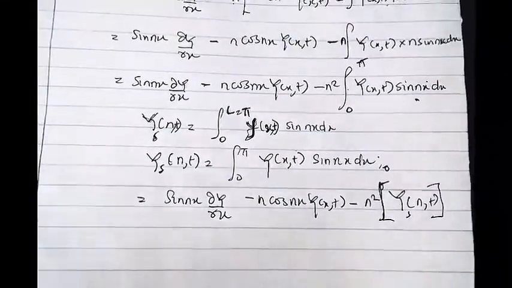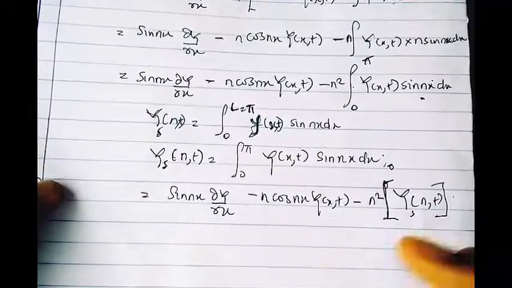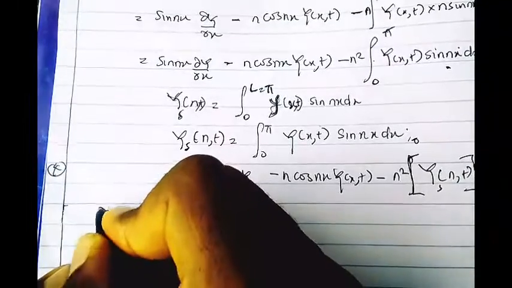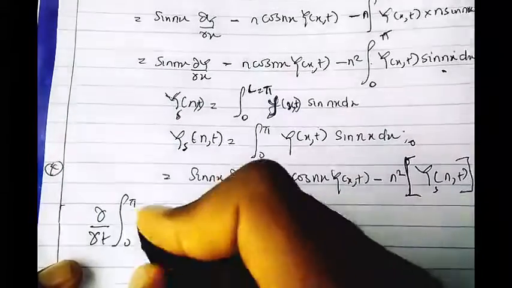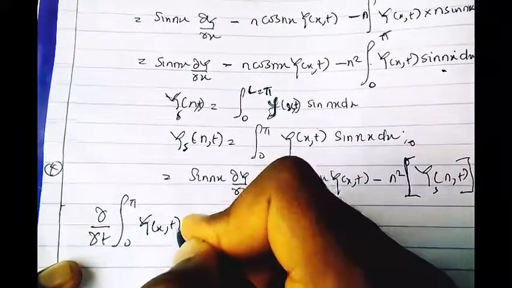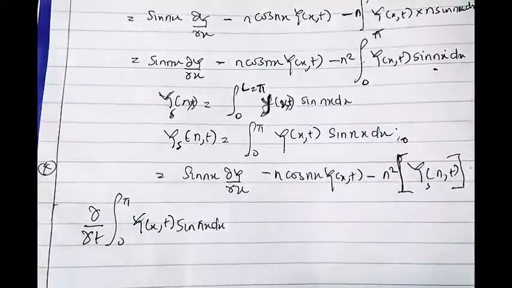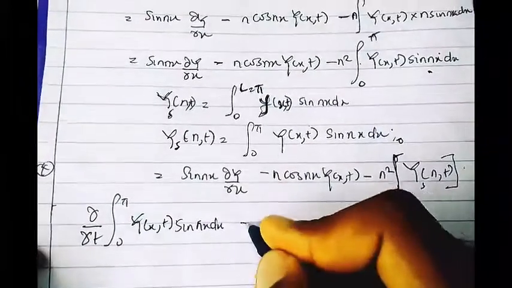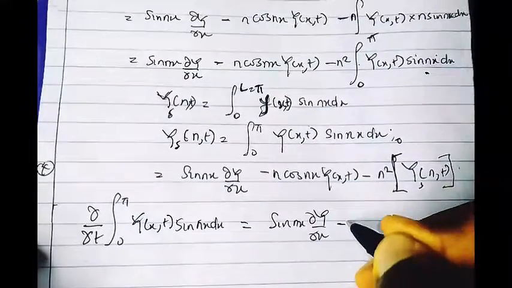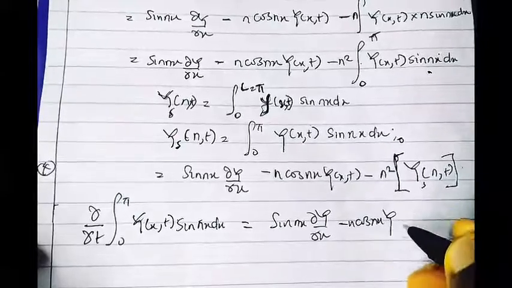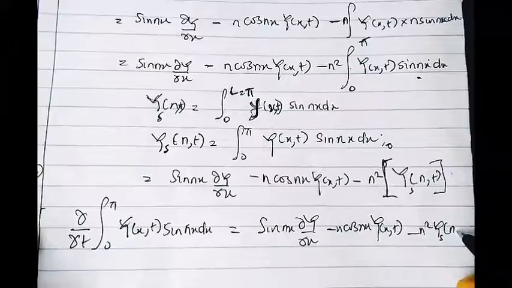Right. So remember this value here is what we had from our right hand side. So now let's bring in our left hand side. Remember our left hand side, I expressed it as d/dt of the integral from 0 to pi of y, which is a function of x and t, sine nx dx. This is what I expressed our left hand side to be. So equate this to sine nx dy/dx minus n cos nx y, which is a function of x and t, minus n square y subscript n t.